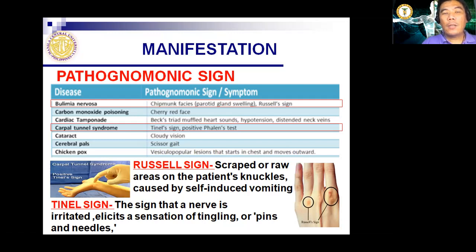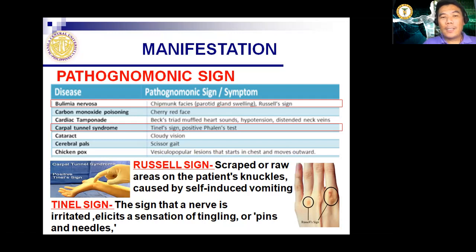Then usually the pathognomonic signs are a drop in the blood pressure, distended neck veins, and muffled heart sound. What do you mean by muffled heart sound? The normal sounds that we are aware of are S1 and S2, lub dub, lub dub. But if you hear a muffled lub dub, that is a muffled heart sound, which is very evident that there is already pressure created inside the heart. So that is what we call cardiac tamponade.